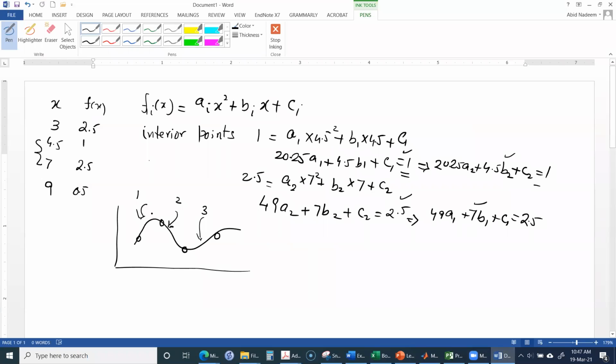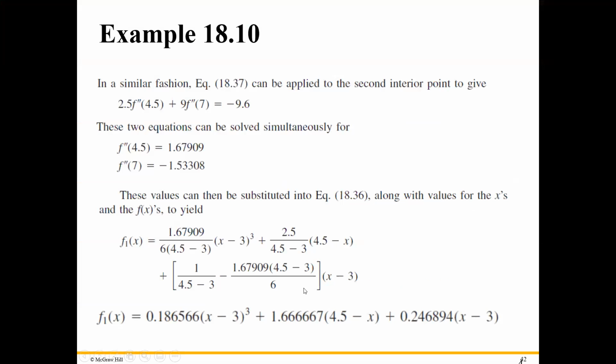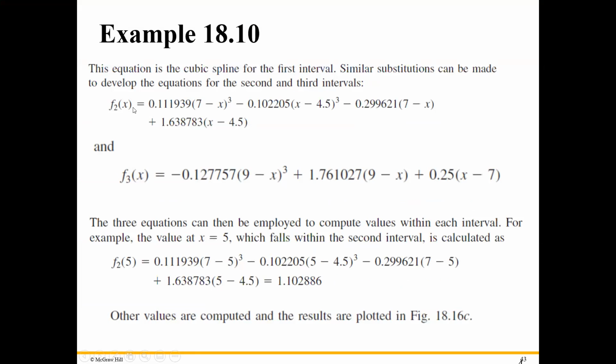Okay, this first equation will be for this interval. So this process will be repeated for the second interval and also for the third interval to get the equations. Similarly, when we repeat the process for the second interval, we will get this equation. We will repeat the process for the third interval. We will get this equation.